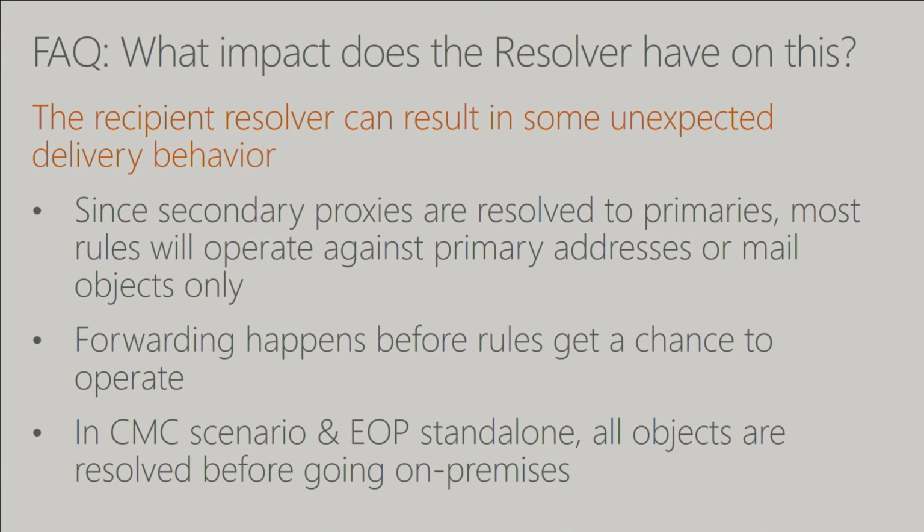Another thing is if they have forwarding enabled on their mailboxes in the cloud, then forwarding will actually happen before the resolver even has a chance to resolve the recipient. So those messages are going to go out right away. And if that is something that you, as the admin, want to prohibit, then we have to do that with some special connectors. The default behavior is to allow that message to deliver as per the forward on the mailbox. And in CMC and EOP standalone, everything's resolved before we relay it onto your on-premises environment, which is the same for online.